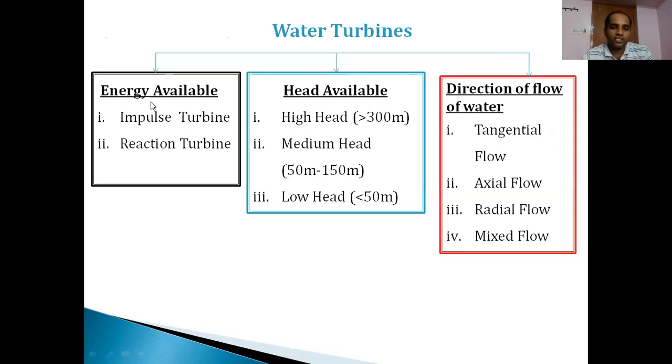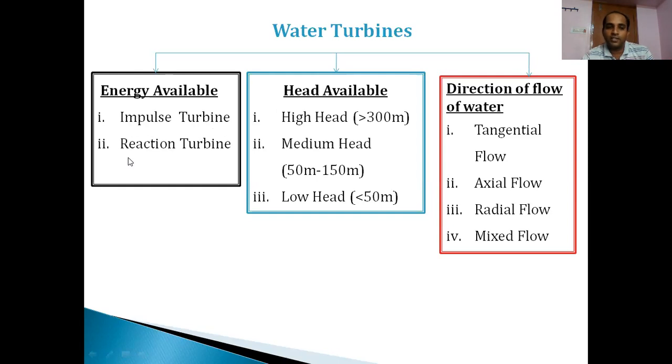What is this first classification factor? Energy available. Sometimes for some turbines, the energy available at the point of impact is high. We call it an impulse turbine, where almost all the kinetic energy is converted into useful work or mechanical energy. Where the entire kinetic energy is completely converted to mechanical energy, we call that turbine an impulse turbine.